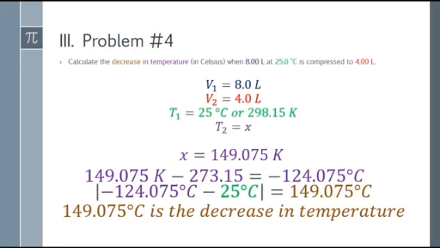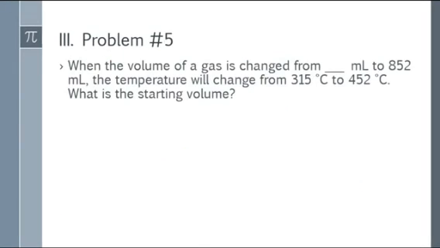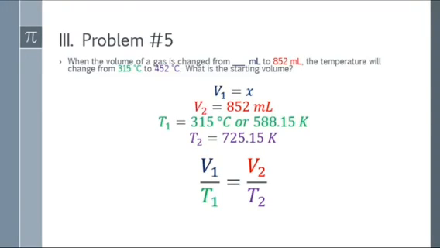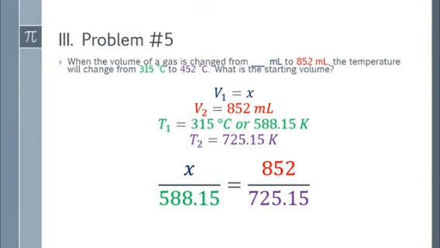Let's move to number 5. Final problem. When the volume of a gas is changed from blank ml to 852 ml, change from 315 degrees Celsius to 452 degrees Celsius. Ngayon, what is the starting volume? So, same, lagay mo yung given. And lagay natin yung formula. And the next step is substitute the values.